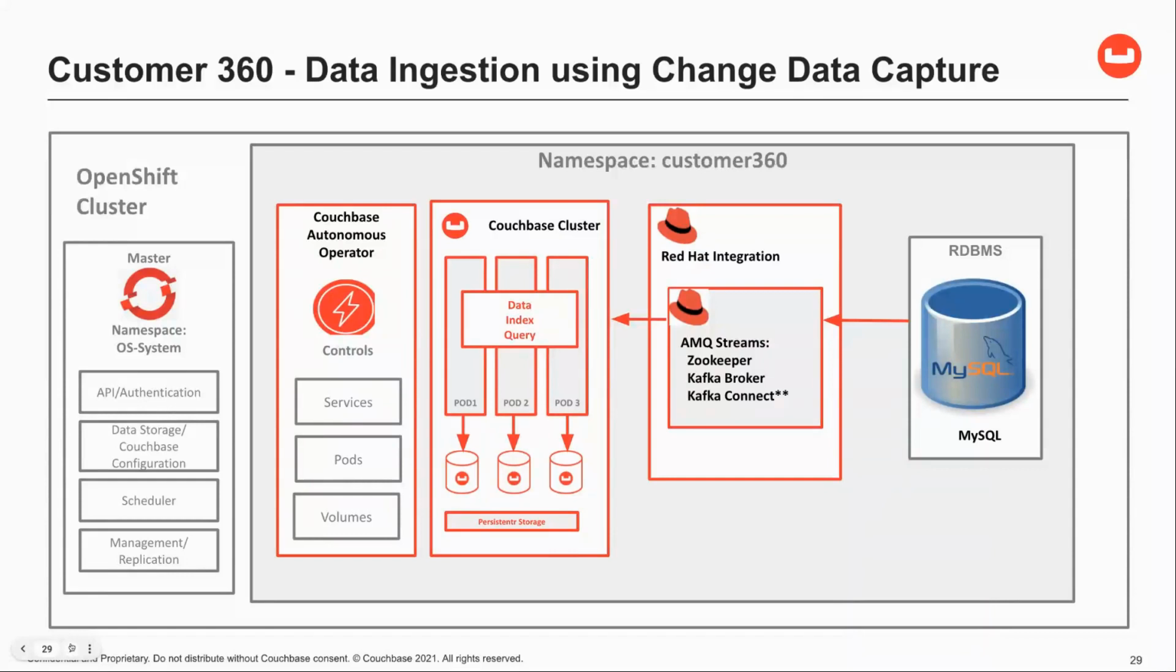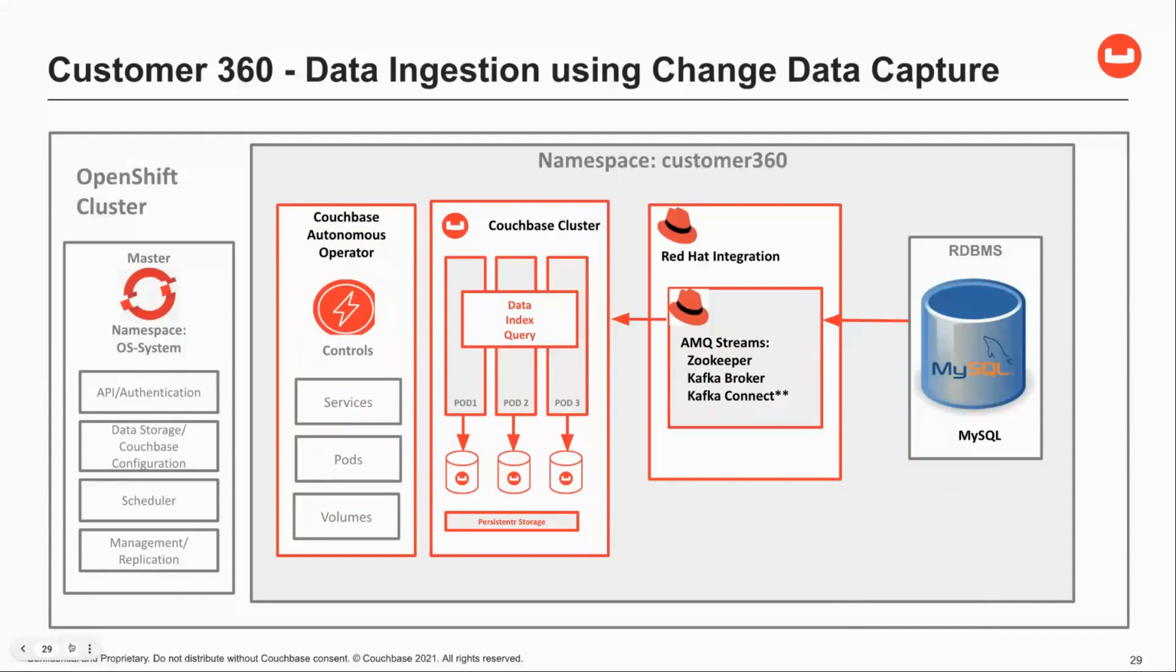We have an OpenShift cluster with a single namespace or project. Within the Customer 360 namespace, we have the Couchbase Autonomous Operator, which is used to deploy, maintain, and manage the Couchbase cluster. The Couchbase cluster consists of 3 server pods, each running the data, index, and query services. Data is stored using persistent volumes.